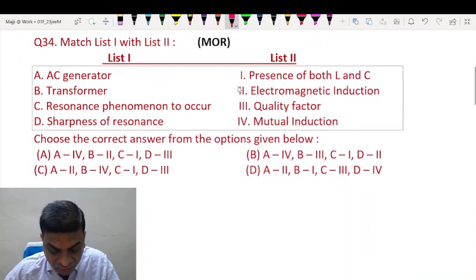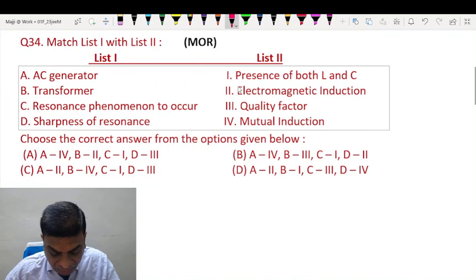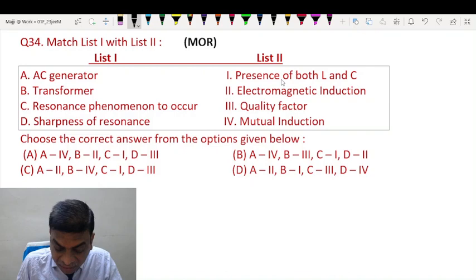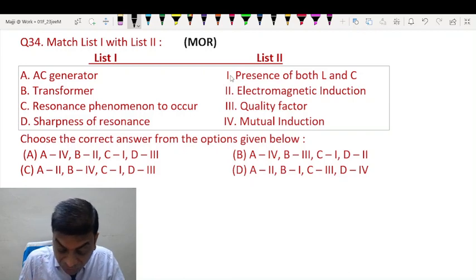Moving to the next question, question number 34. Match list 1 with list 2. Now you can see in the left list 1 we have certain instruments and apparatus, whereas list 2 indicates some phenomena or something related with that.